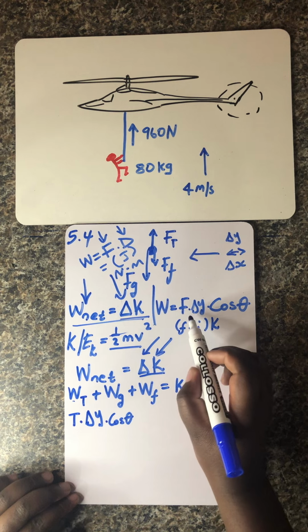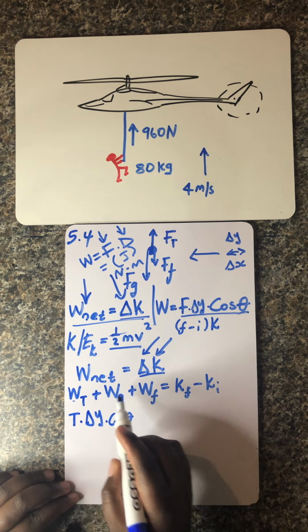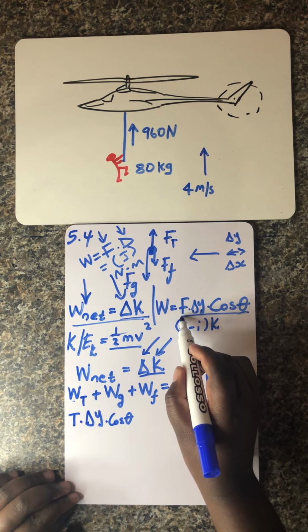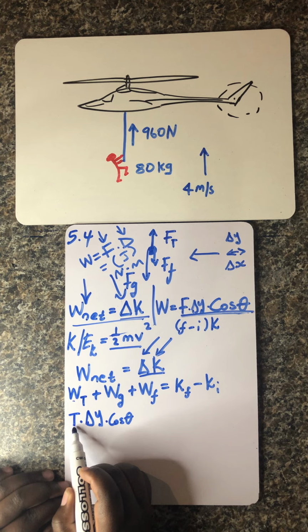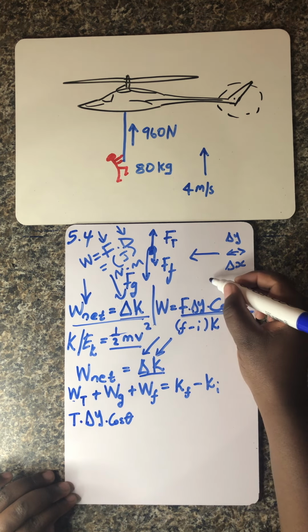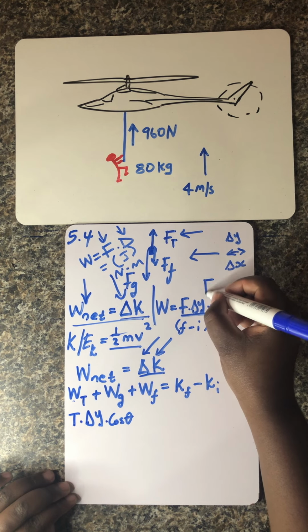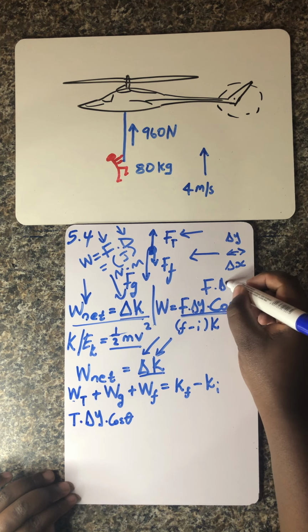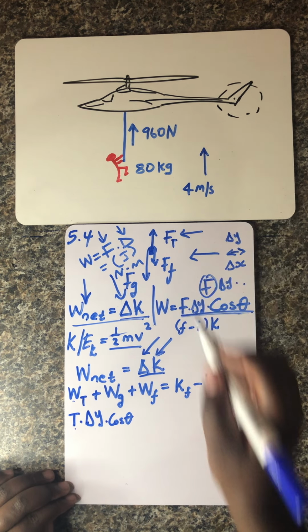So ladies and gentlemen, it's this formula. Now I'm just expanding each of these. That's why I'm saying T, which is the force as a result of tension. Even if you say force multiplied by delta y cos of that angle, as long as you know that the force is your tension.